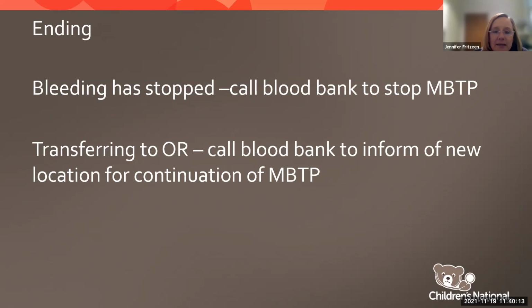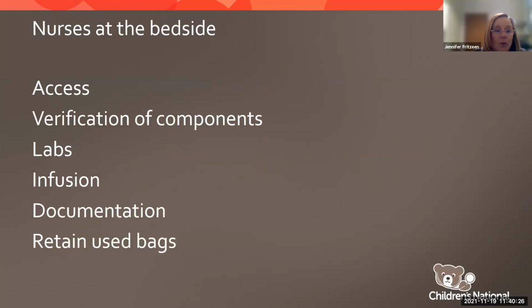Now, once bleeding has stopped, we're going to call the blood bank, let them know that we're stopping massive blood transfusion. Remember, if you transfer a patient to a different area while massive blood transfusion is happening, we need to inform the blood bank of where the patient is going.